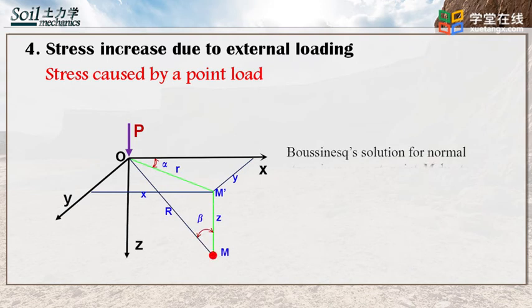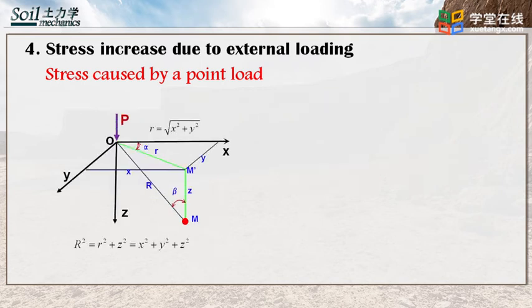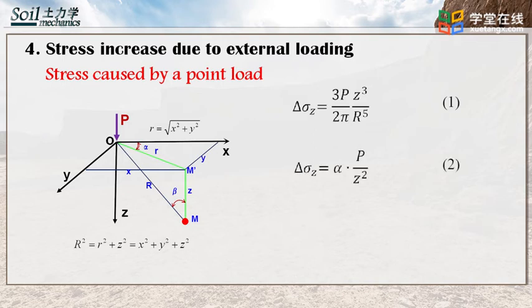Boussinesq solved the problem of stress produced at any point in a homogeneous, elastic, and isotropic medium as the result of point load applied on the surface of the infinitely large half space. In Boussinesq's solution, the stress increase at point M due to the point load applied at O can be expressed by equation 1, in which P is point load, Z is the depth of point M, R is distance from point M to point O.